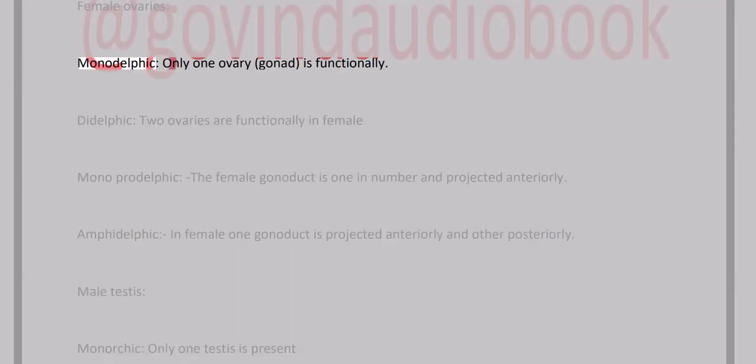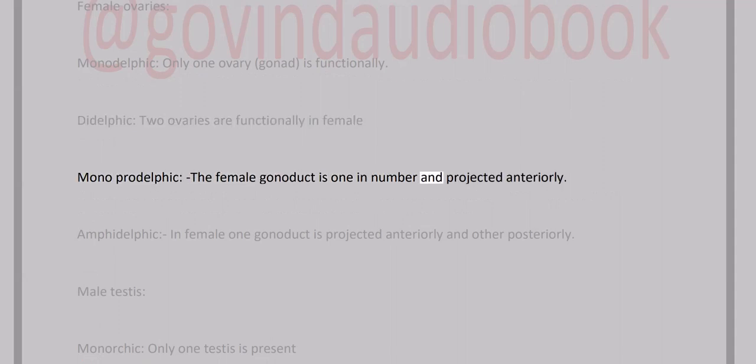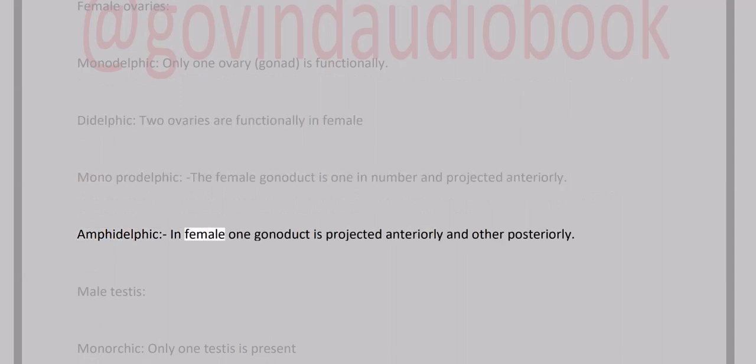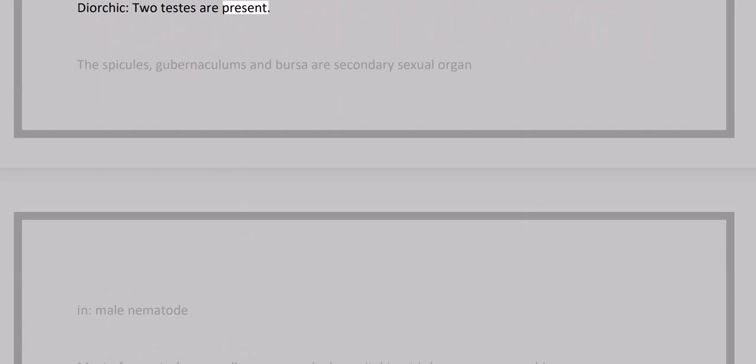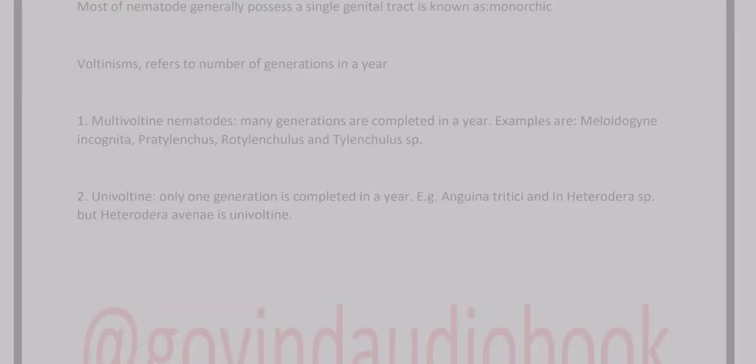Female ovaries: monodelphic, only one ovary. Didelphic, two ovaries are functional in the female. In monoprodelphic, the female gonoduct is one in number and projected anteriorly. In amphidelphic, one gonoduct is projected anteriorly and the other posteriorly. Male testes: monorchic, only one testis is present; diorchic, two testes are present. The spicules, gubernaculum and bursa are secondary sexual organs. In male nematodes, most nematodes generally possess a single genital tract, known as monorchic.